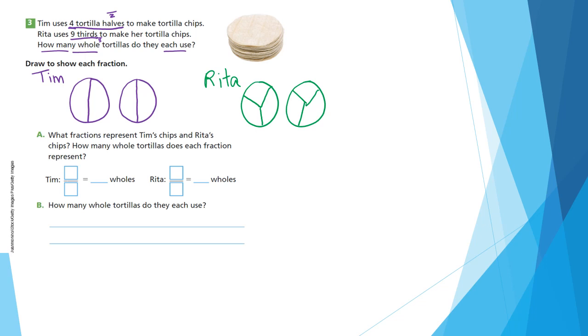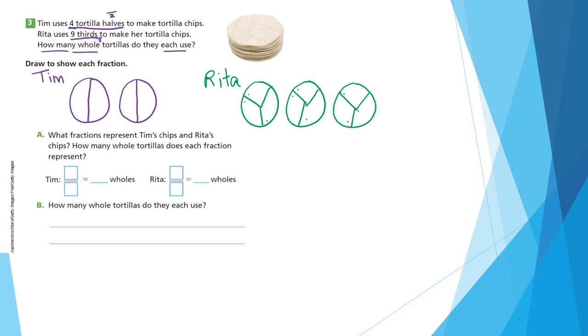And that would give me 6/3. So I don't have enough just yet because I have 1, 2, 3 parts, 4, 5, 6 parts, and I need 9 of those parts. Okay, and 6 parts, 7, 8, 9 parts. So now I'm showing 9/3.